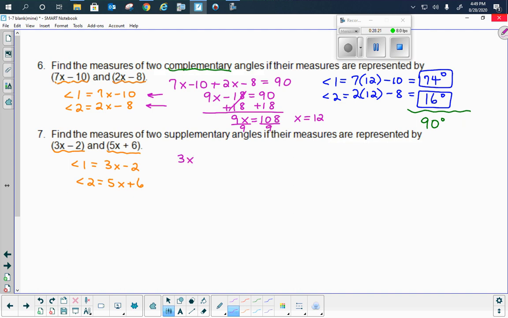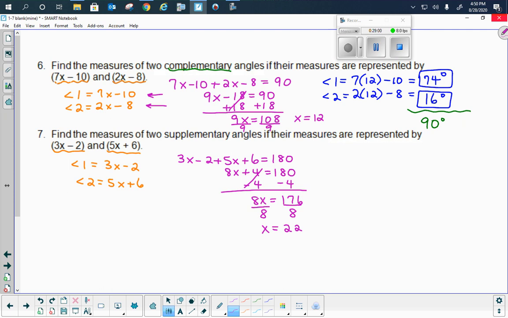So your original equation would be 3x minus 2 plus 5x plus 6 equals 180. We'll combine like terms. So 3x and 5x gives us 8x. Negative 2 plus 6 is the same as 6 minus 2, or 4. Subtract 4 from both sides. So 8x equals 176. If we divide by 8 on both sides, x will equal 22.